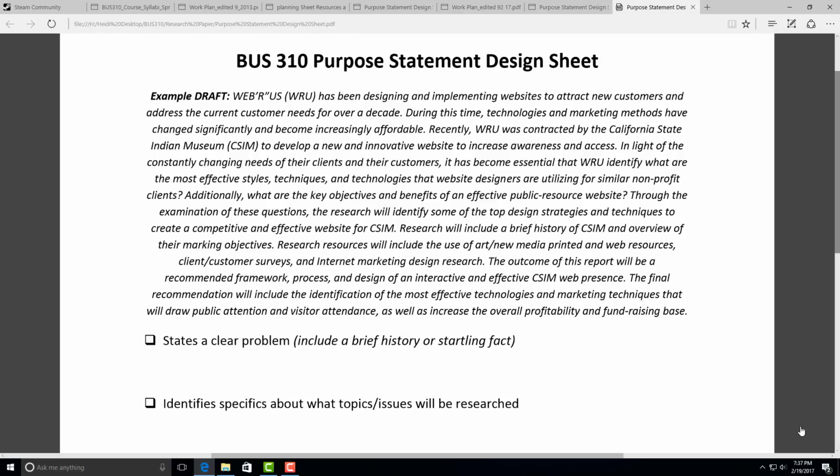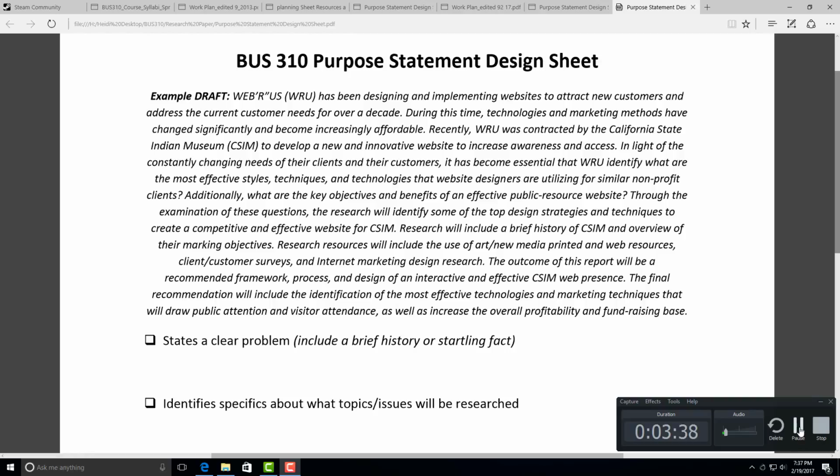Research will include a brief history of CSIM and an overview of their marketing objectives. Research resources will include the use of art and new media, printed and web resources, client-customer surveys, and internet marketing design research. The outcome of this report will be a framework, process, and design of an interactive and effective CSIM web presence. The final recommendation will include the identification of the most effective technologies and marketing techniques that will draw public attention and visitor attendance, as well as increase the overall profitability and fund-raising base.